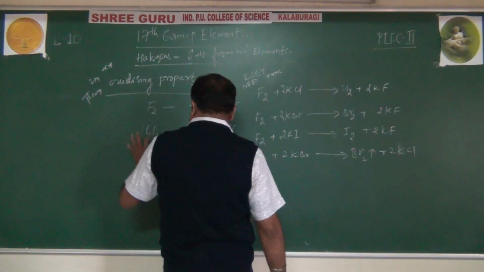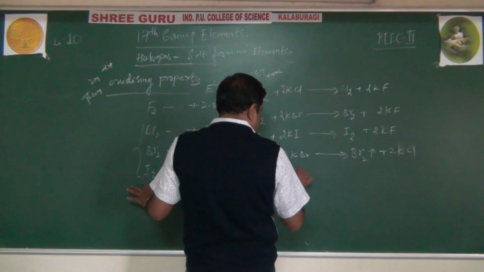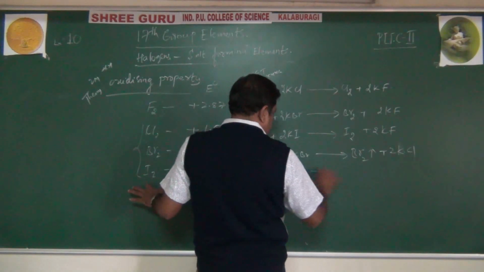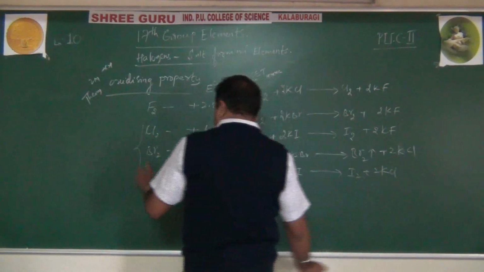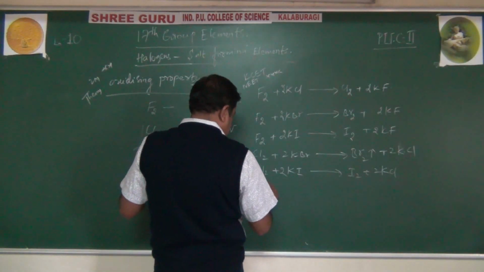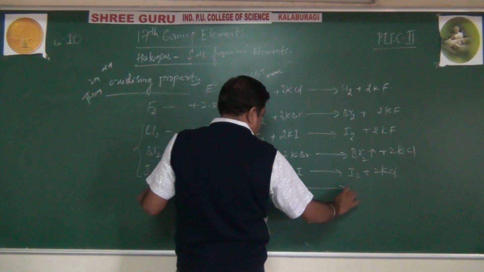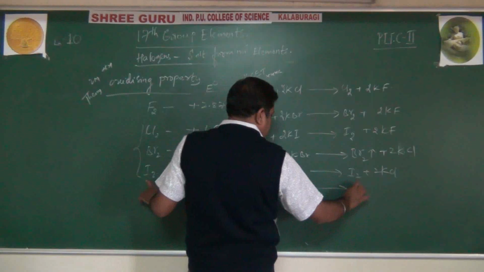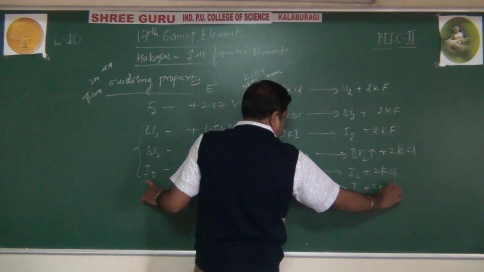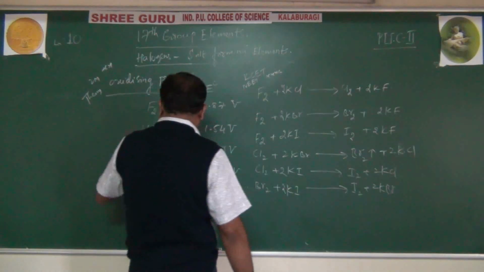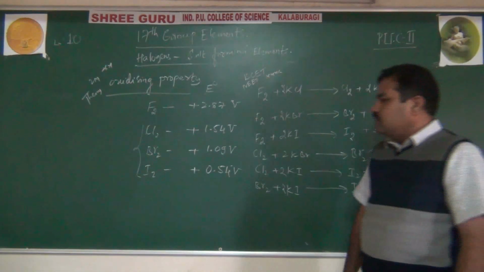Chlorine can also displace iodine from 2KI, giving 2KCl. Next, bromine can displace iodine from its salt solution, 2KBr. But iodine cannot displace any of the compounds. Like this, the oxidizing power decreases.